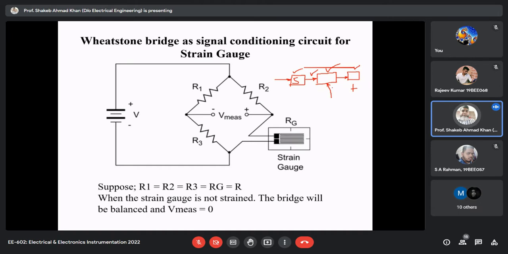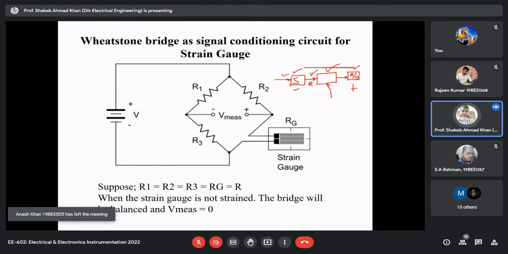And what is the objective of the signal conditioning circuit? The objective is to make the measurement signal suitable for the next stage. Now suppose I'm talking about the strain gauge. We are applying the strain and we are getting resistance. But this signal we want to feed finally into an A to D converter to digitize it, so that we can interface to the computer.